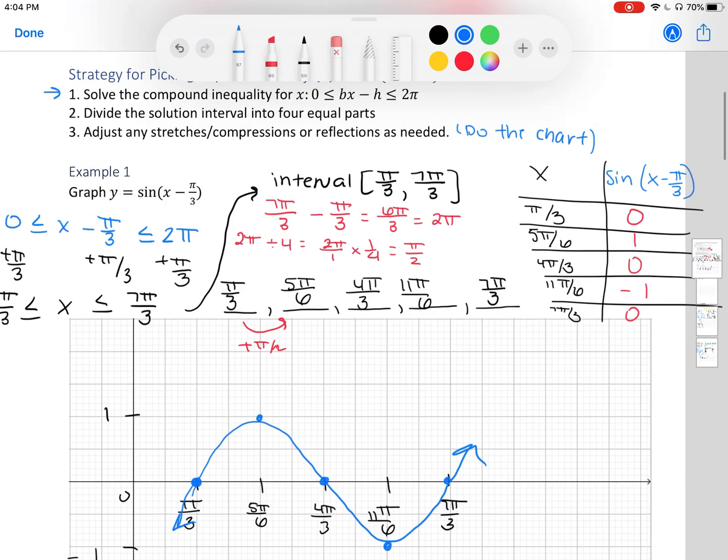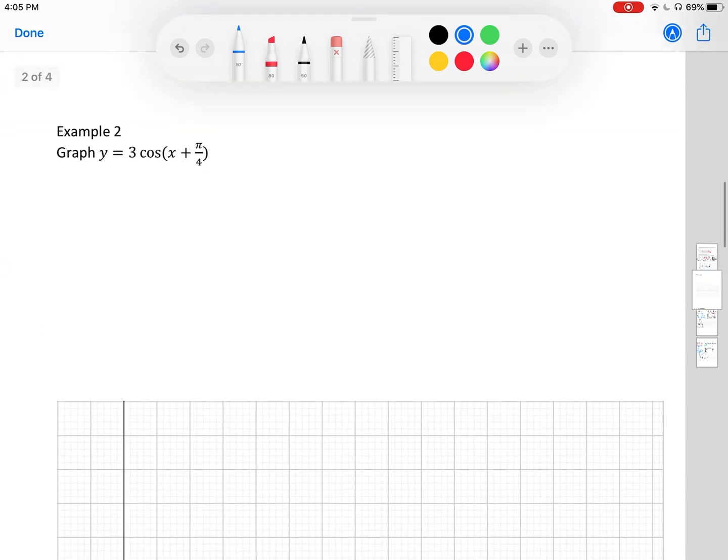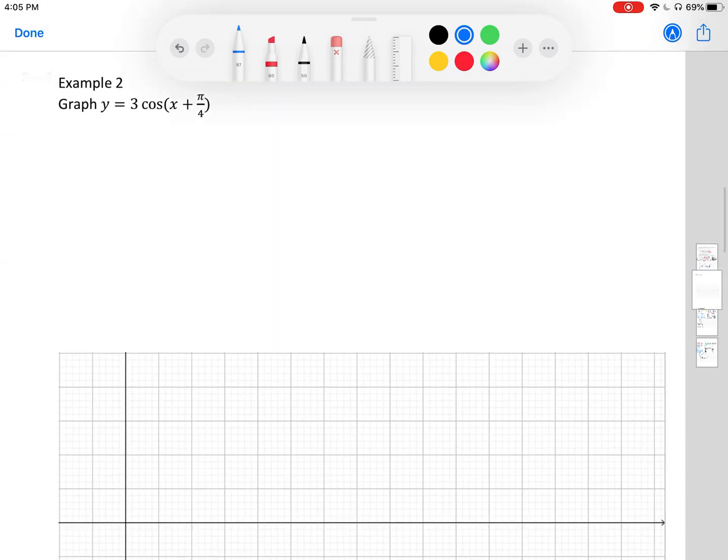Now, I think the most challenging part is actually going through the process to find your period, dividing it by 4. But if you follow your steps, you should be in good shape. Let's do one more together.